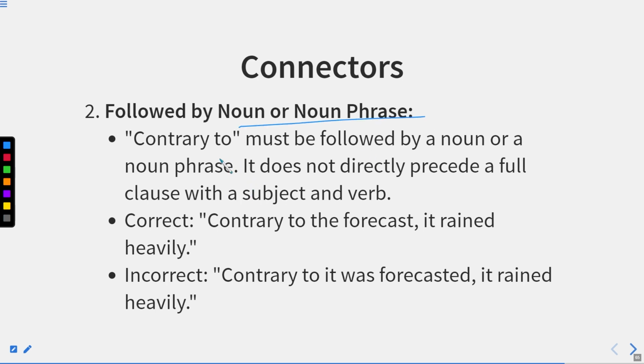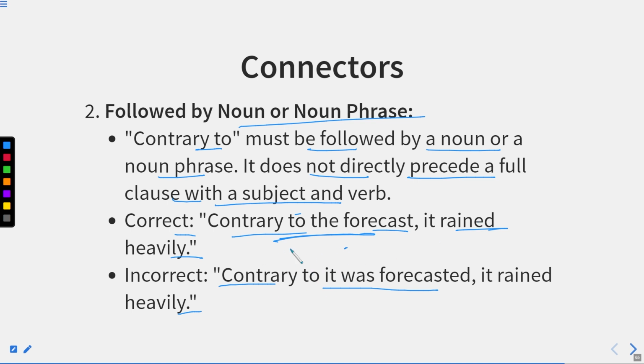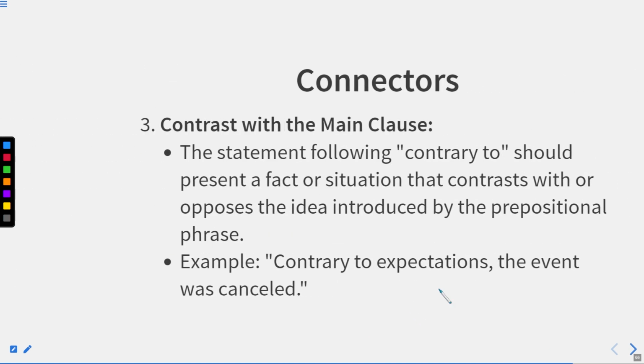Followed by a noun or noun phrase. Contrary to must be followed by a noun or a noun phrase. It does not directly precede a full clause with a subject and a verb. Correct: contrary to the forecast, it rained heavily. Incorrect: contrary to it was forecasted, it rained heavily. Now this can be the correct part, contrary to the forecast, but if I write contrary to it was forecasted, now we cannot write subject plus verb structure, so that will be incorrect.